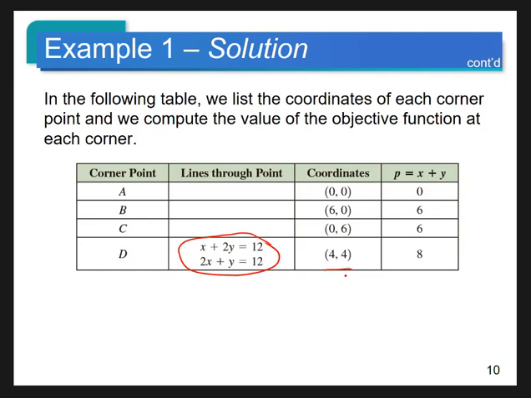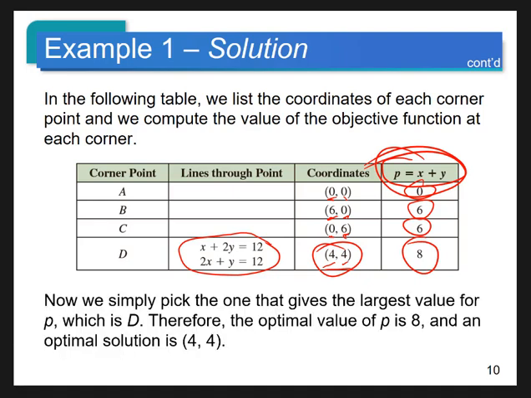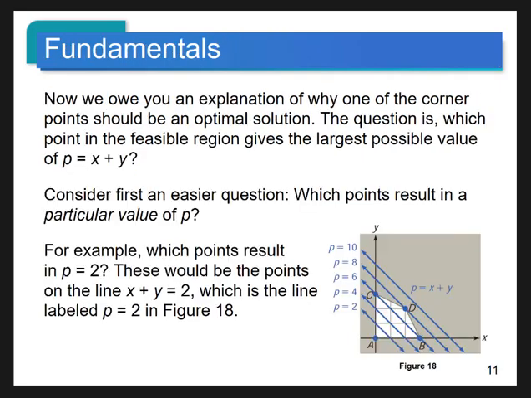So now we put those points into that objective function, p equals x plus y, to get a value of p. Put 0 in for x and 0 in for y, well, p is 0. 0 plus 0 is 0. 6 for x and 0 for y, we get 6. 0 for x and 6 for y, we get 6. 4 for x and 4 for y, we get 8. So the maximum value of that objective function comes at the point (4, 4). So that's our maximal or optimal values of x and y to maximize that function.